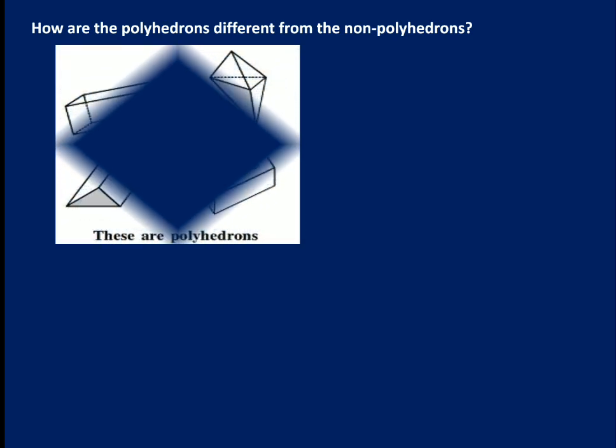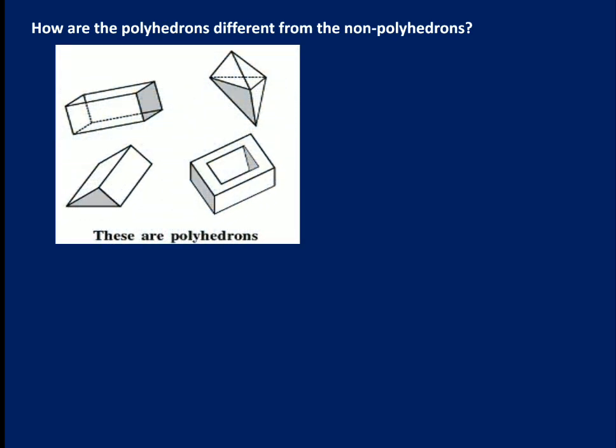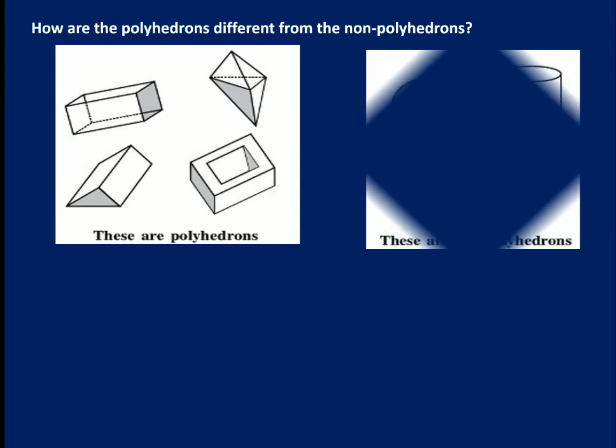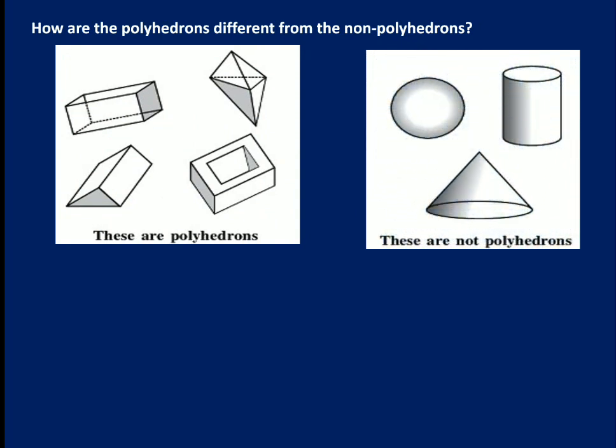Now, how are the polyhedrons different from the non-polyhedrons? Look at this picture. These are polyhedrons and these are not polyhedrons. Cylinder, cones and sphere are not polyhedrons because they have curved, not flat faces.